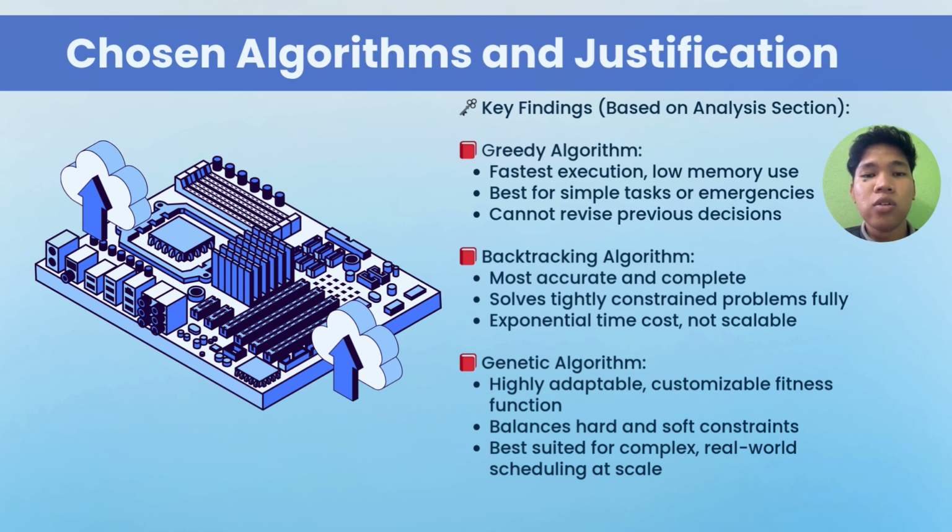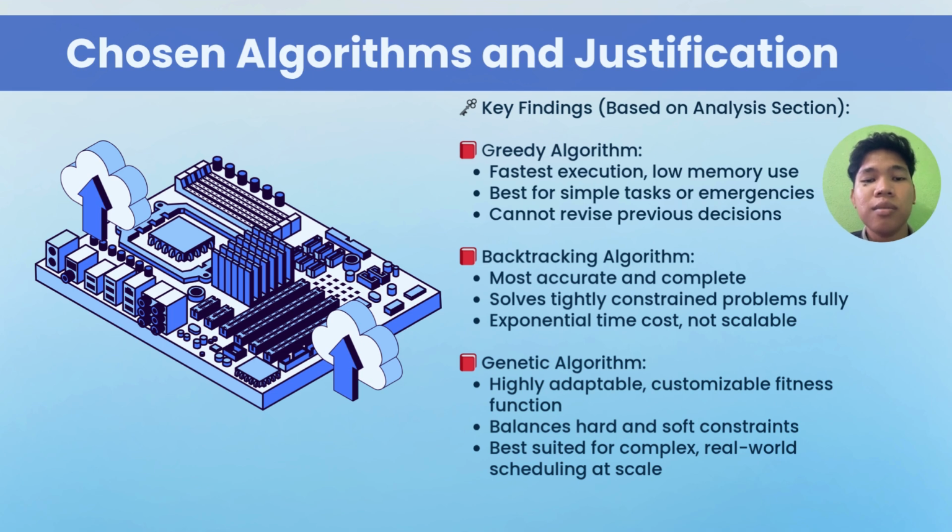First, the greedy algorithm is a simple and fast method. It makes decisions one at a time, choosing the first available time slot and room that meets the basic constraints. This approach is useful when speed is the main goal, and it works well when there are not many conflicts. However, one major weakness is that once it makes a decision, it does not go back and change it, even if a better option becomes available later. That can lead to problems in more complicated schedules.